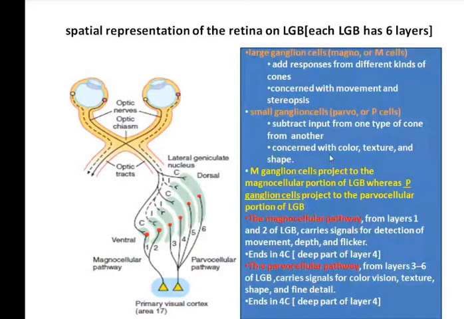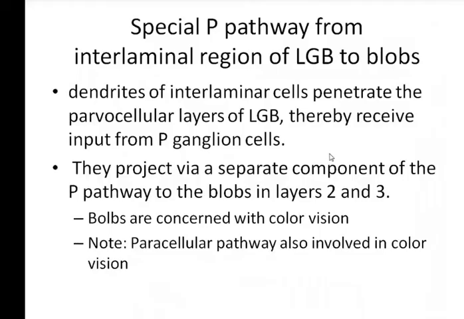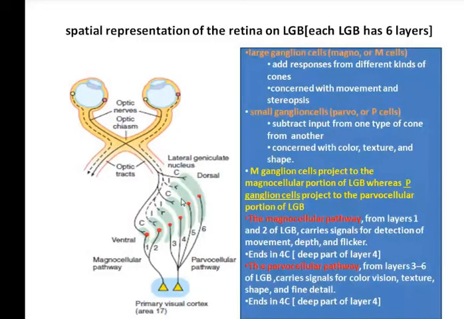Now, there is a special P pathway from the interlaminar region of the lateral geniculate body to the color blob. What is that special P pathway? This is the interlaminar region. The laminar structure is there, layers 1, 2, 3, 4, 5, 6.